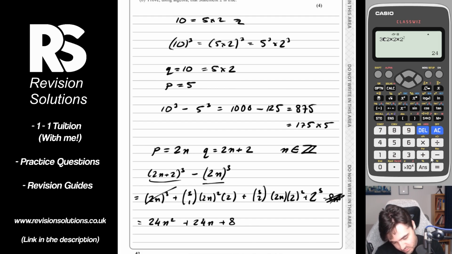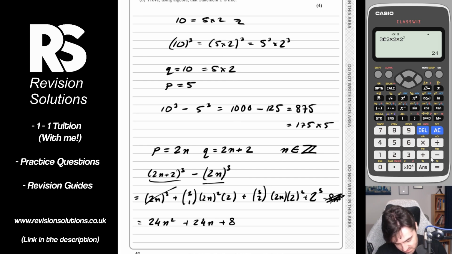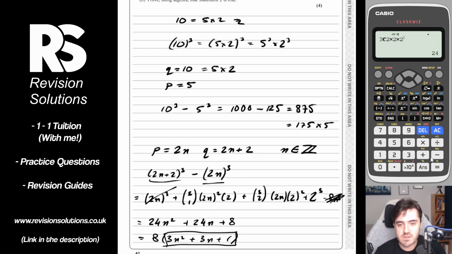And then what are we trying to achieve? Show that it's always a multiple of 8. Well, we can see it's always a multiple of 8 because we can factorize out 8. If we factorize out 8, we're left with 3n squared plus 3n plus 1. And if n is an integer, this must be an integer, because if we add and multiply integers by each other, we still get integers. So that's enough to demonstrate that it's a multiple of 8.